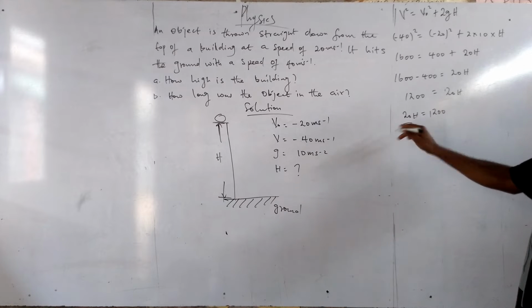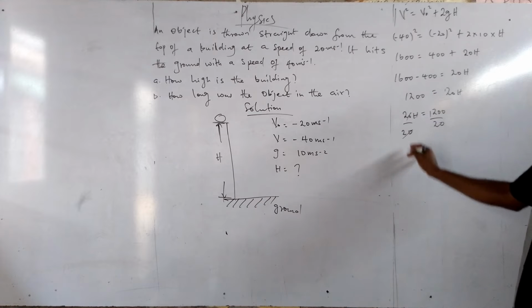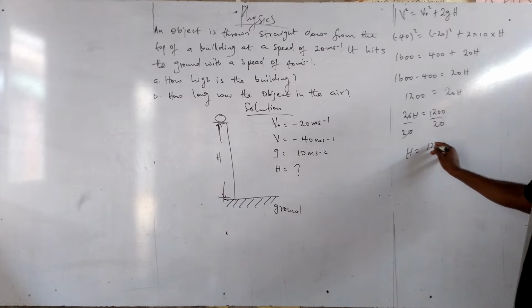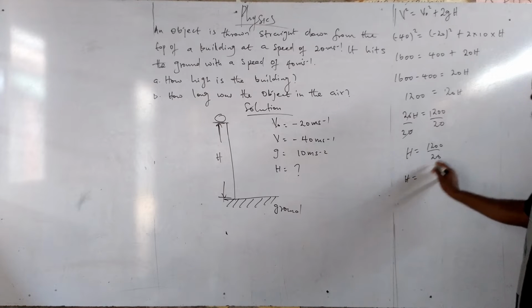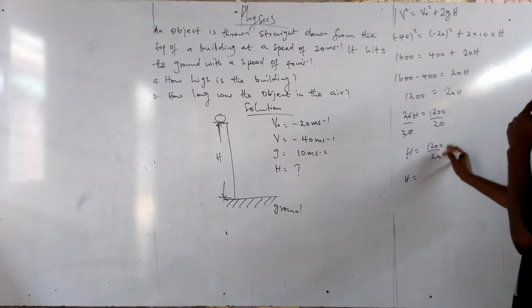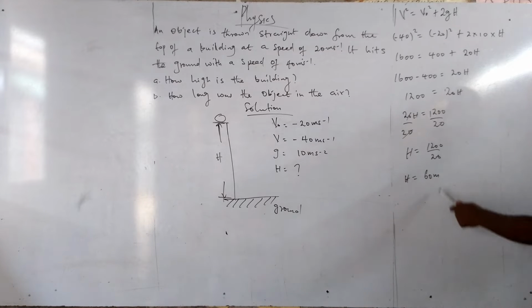I'm looking for H, the height of the building. Divide both sides by 20. Cancel. H is equal to 1200 divided by 20, which will give us, the 0 will cancel, 60 meters. Therefore, the height of the building is 60 meters.